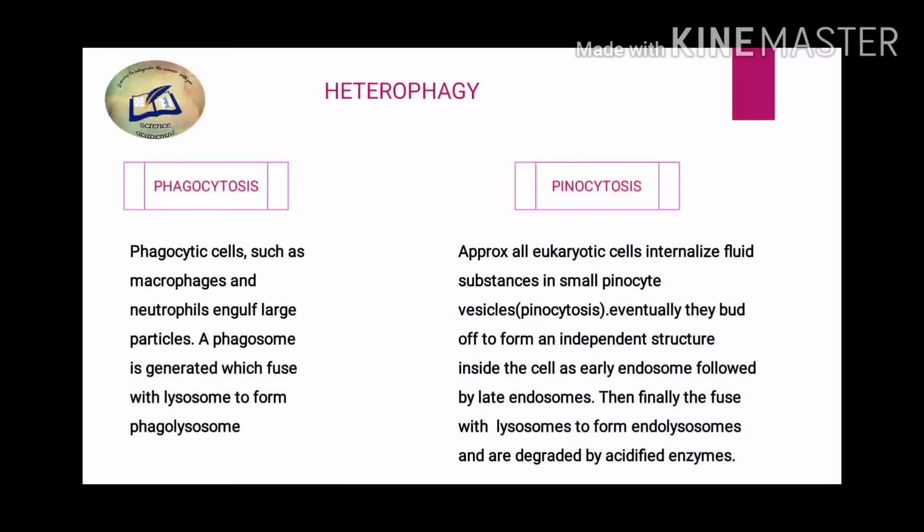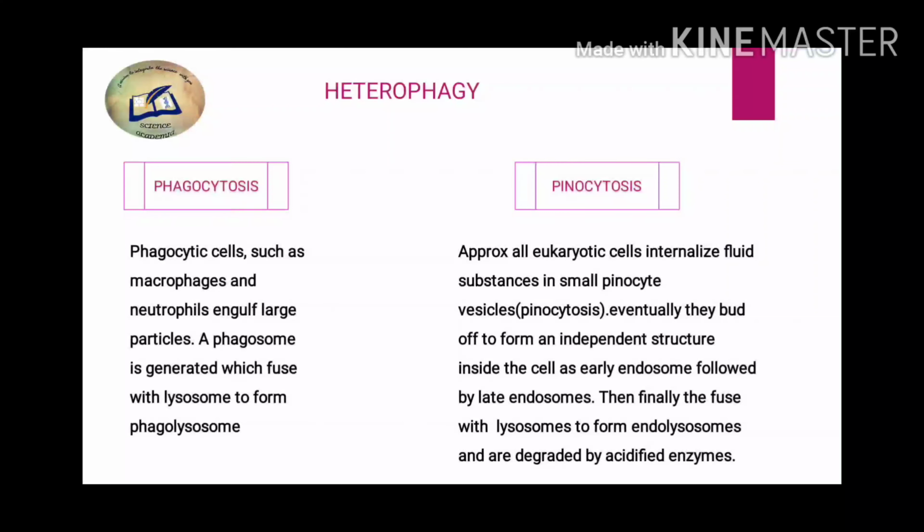And what about pinocytosis? Approximately all eukaryotic cells internalize fluid substances in small pinocytic vesicles. So there are small vesicles which take birth within the territory of the cell. These vesicles take up very small substances, not like in the case of phagocytes, which engulf large particles. Here very small substances, which may be foreign, food particles, or any pathogen, are taken in the form of small vesicles, and this particular process is known as pinocytosis.